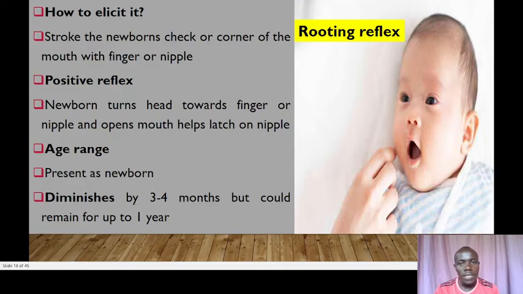The last one is the rooting reflex, and this is very important for breastfeeding, guys. You simply stroke the newborn's cheek at the corner with a finger or a nipple, and the newborn will turn towards the finger or the nipple and open the mouth, ready to latch on. Remember, this reflex is very important for the feeding of this infant. It's normally present at birth, but it will diminish at 3 to 4 months, though it's good to know that it could remain for up to 1 year.